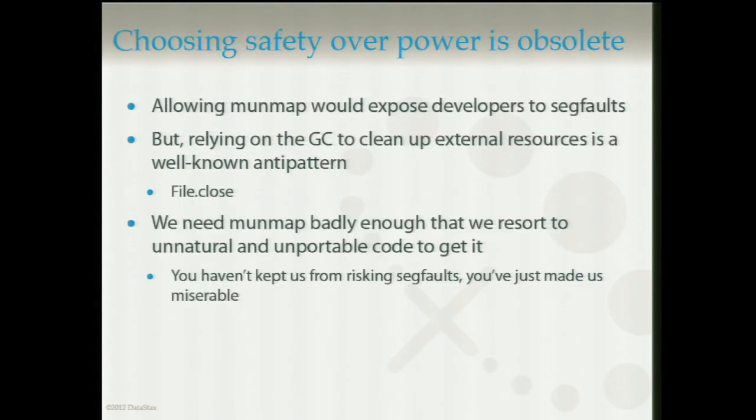The other thing that's obsolete is trying to protect people from themselves. A great example of this is what we've had to do with mmap. I get that munmap is dangerous and it can cause seg faults. I know because I've made the JVM seg fault by using it. But when you need it, you really need it. And trying to protect me from that didn't stop me from seg faulting things. It just made me have to go to reflection and non-portable code to get that power.